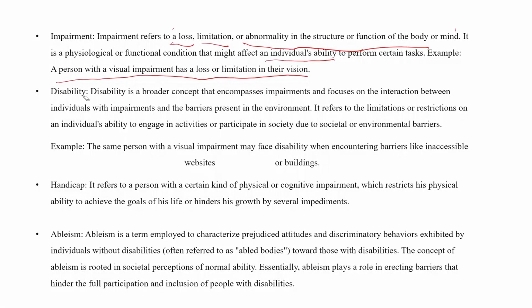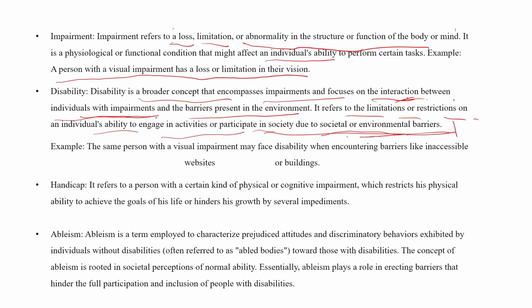Coming to the second term, look at the slides. Disability. Disability is a broader concept that encompasses impairment and focuses on the interaction, look at this term, interaction between individuals with impairment and barriers present in the environment. It refers to the limitations or restrictions on an individual's ability to engage in activities or participate in society due to societal or environmental barriers. That is the key here.